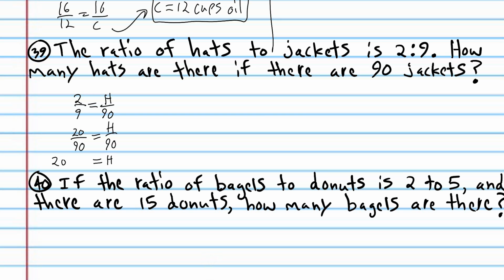20 hats. So if you got 20 hats, good job. If you want to use the method of equivalent ratios, we do 2 to 9, and we're going to multiply. You can just go straight there, or you can do a bunch of intermediate steps, but we want this number to be 90. So obviously you just multiply 9 by 10 if you want to get there faster. So multiply 2 by 10, and you get 20, and you can see 20 is the answer.